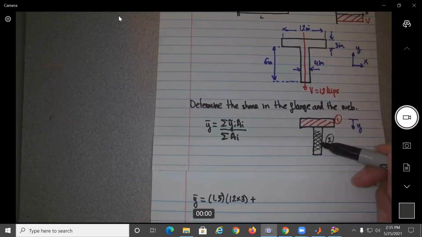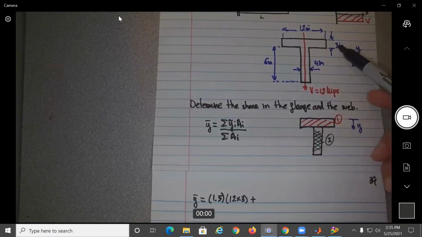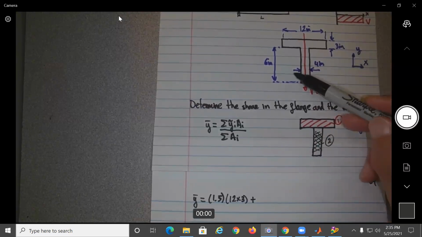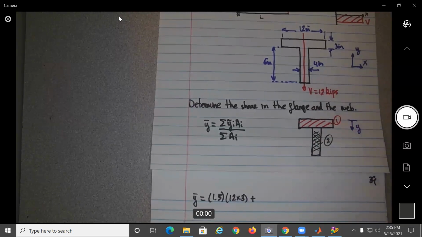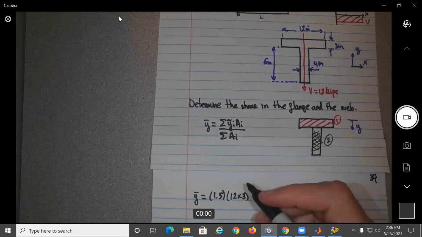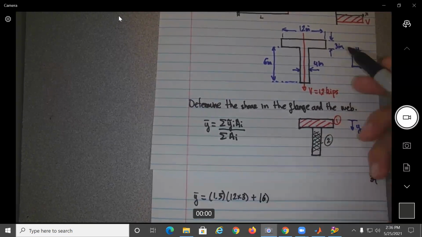Plus now the center of this one will be where? So it will be, if this is 3 plus 6, 9. But this is a little bit tricky. So what would be the distance? Will be 3 plus 3, no? This 3 plus half of 6 is 3, no? It will be 6.